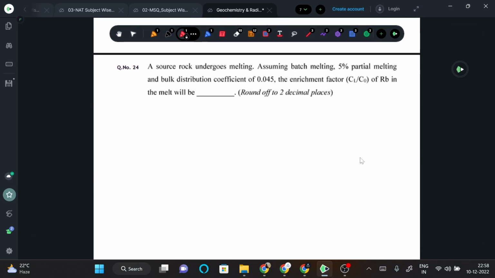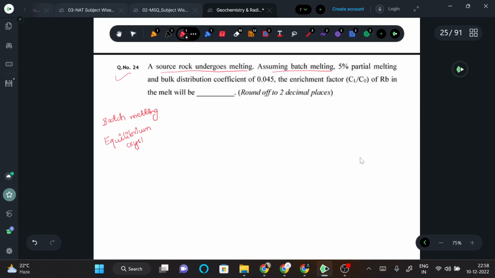Moving on to the next question, because we don't want to waste too much time doing basic arithmetic. The next question is question number 24. A source rock undergoes melting. All right, source rock is undergoing melting. Assuming batch melting. Now, there are a few things that you will keep on getting in geochemistry. That is batch melting, equilibrium crystallization. I'm just writing these here.